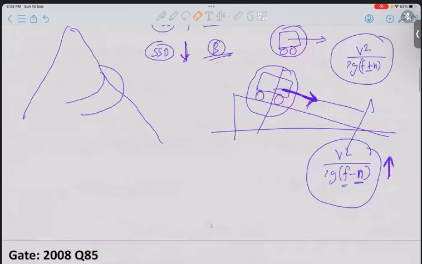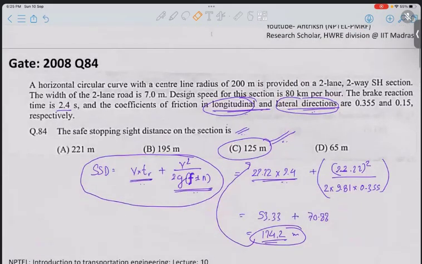So this question is a two-part question. Right.